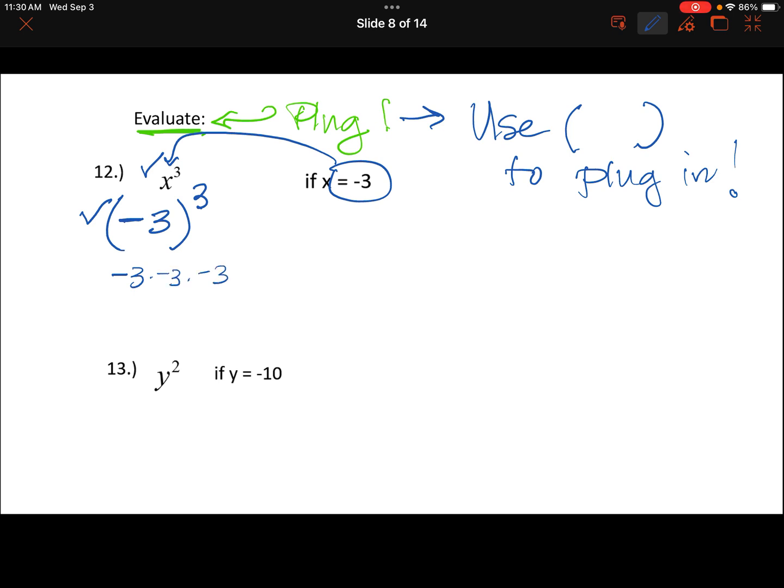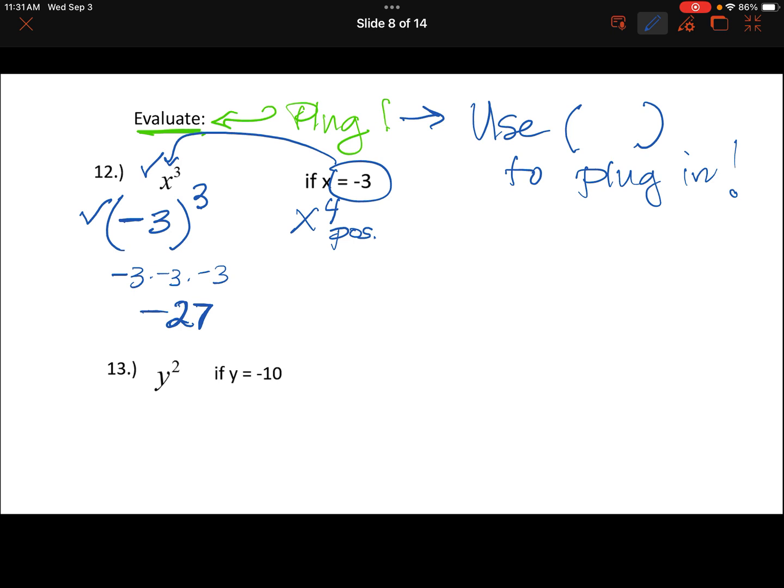cubed. Right? The problem, then your plug in, and then your work: negative 3 times negative 3 times negative 3. I hope you don't say 9. That's going to be negative 27, and it's negative because I had 3 negatives. If this had been x to the 4th, that answer would be positive because there would have been a negative times a negative times a negative times a negative.